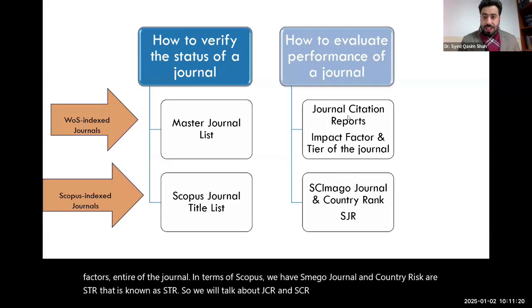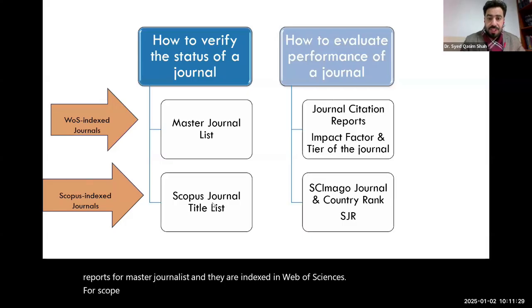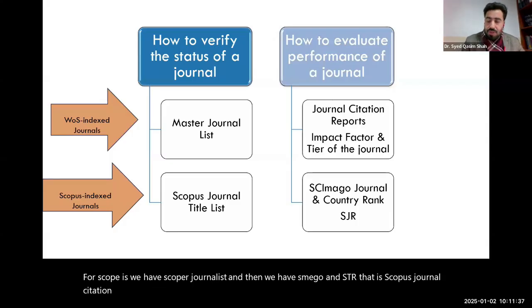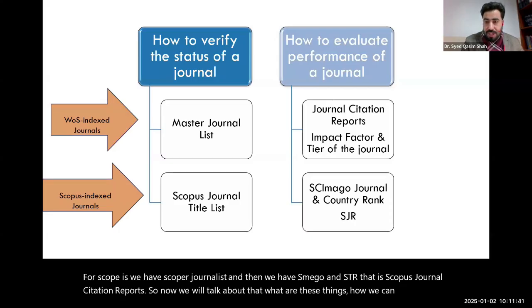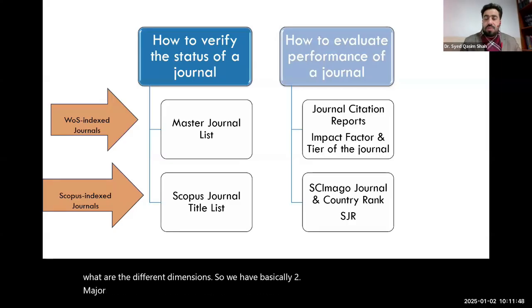JCR represents Journal Citation Reports for the journals indexed in Web of Science. And for Scopus, we have the Scopus journal list, and then we have SCImago and SJR. Now we will talk about what these things are, how we can check, and what the different dimensions are. So we have basically two major databases and then two ways to evaluate these journals.